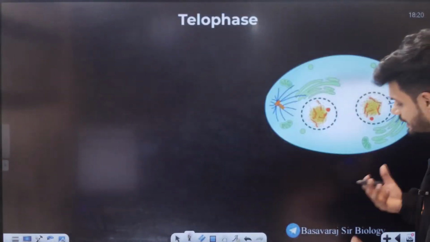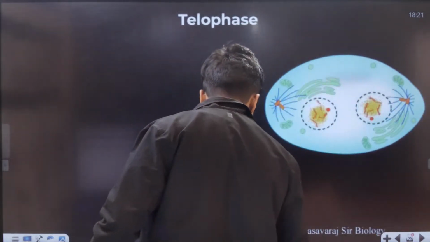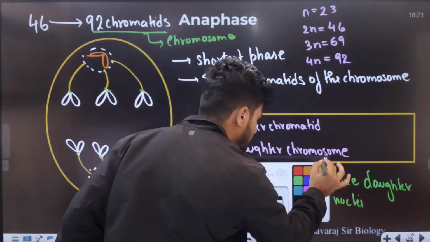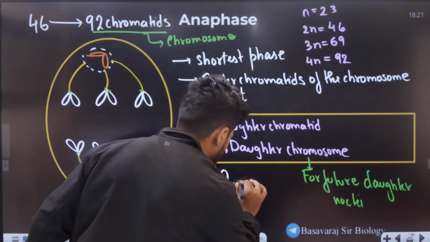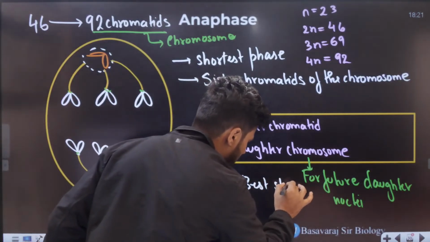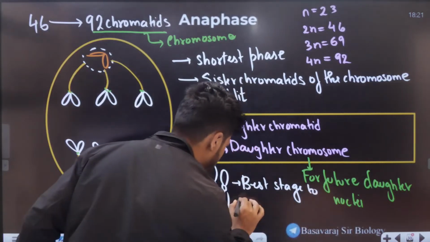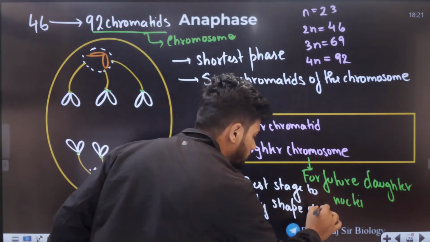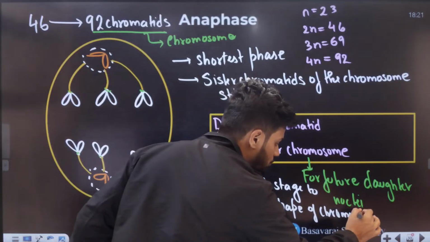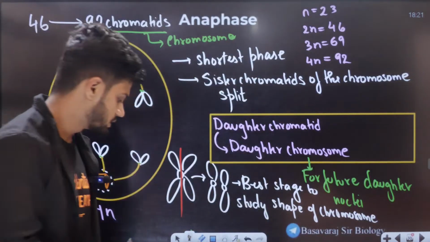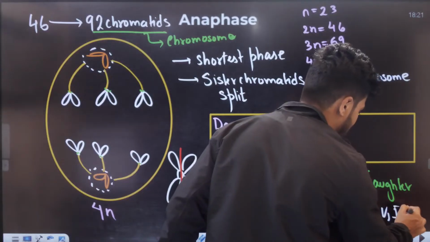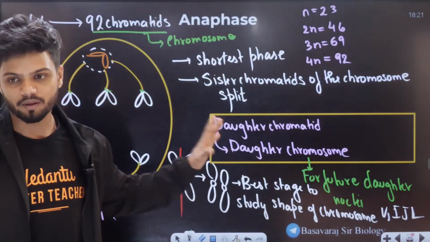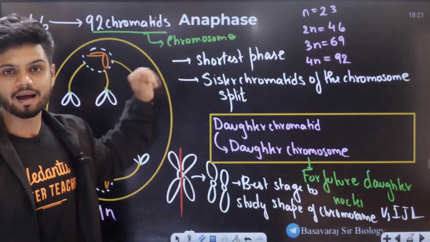Now, students, telophase is very simple again. Telophase, nothing. Oh, one second, students. Last point here, I forgot to mention. This is the best stage to study the shape of the chromosome. That is V shape, metacentric, submetacentric, telocentric, acrocentric. It is the best stage to study the shape of the chromosome, anaphase.